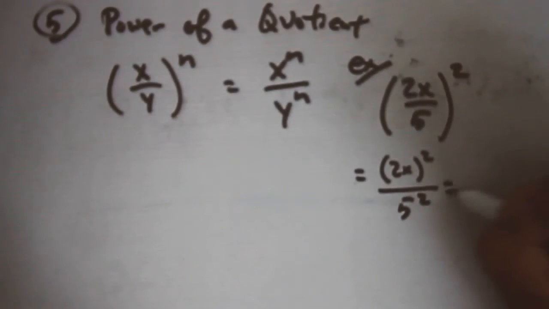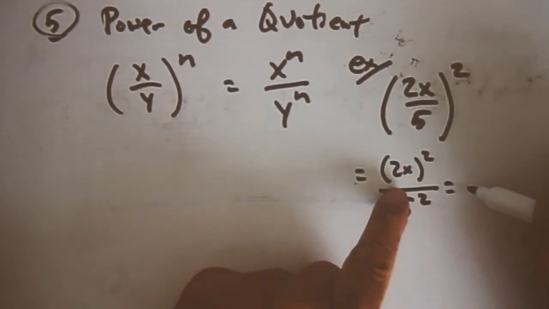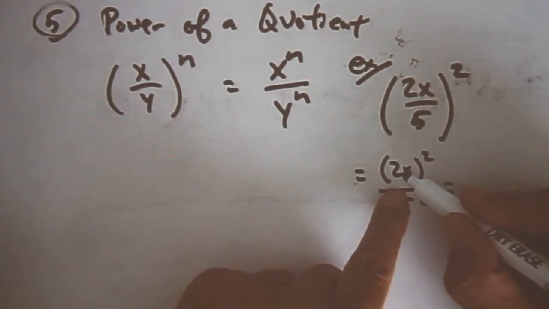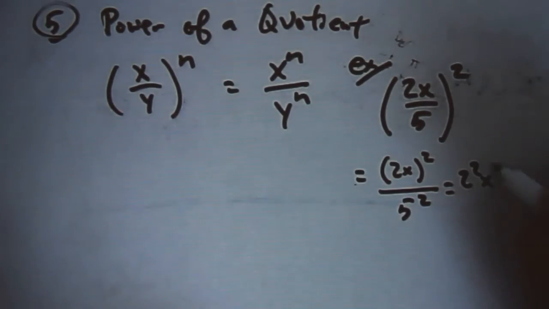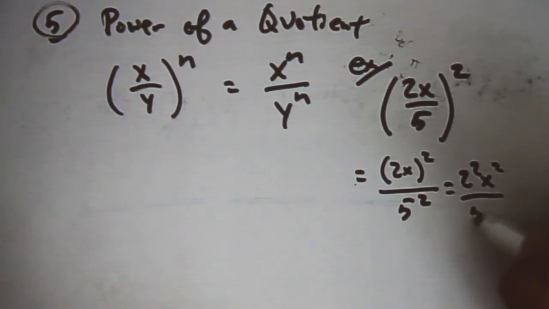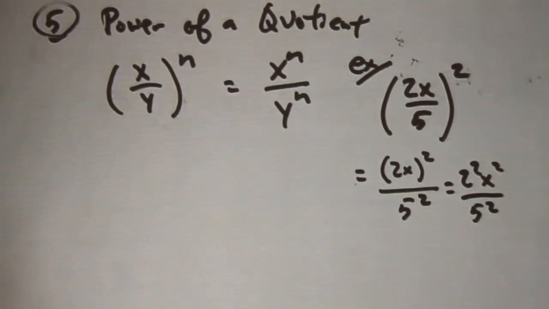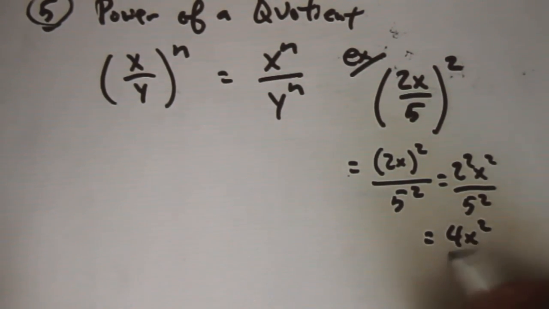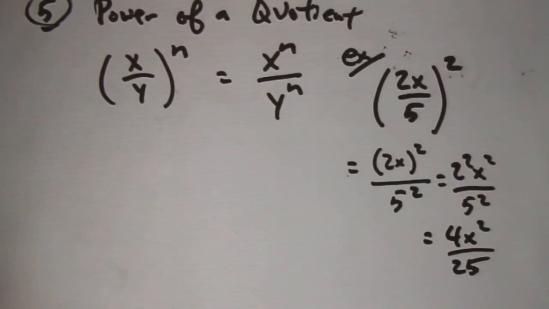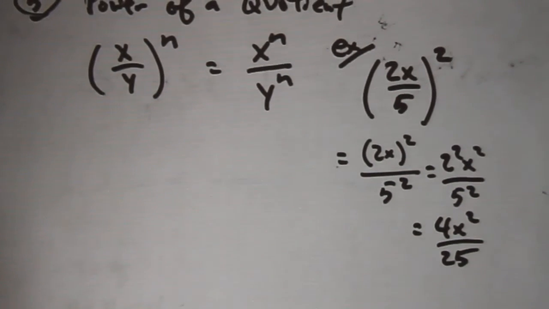And then simplifying, well, this we knew from just a moment ago. Everything on the inside gets raised to the second power, so that's 2 squared x squared all over 5 squared. And if we simplify further, 2 squared is 4, x squared over 25. So, power of a quotient.